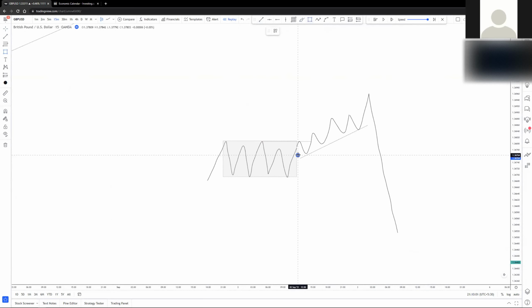So this is what he calls the Judas swing. Okay, this is the Judas swing, the false run in the opposite direction, inducing bias into the market, showing people that London is going to be bullish.